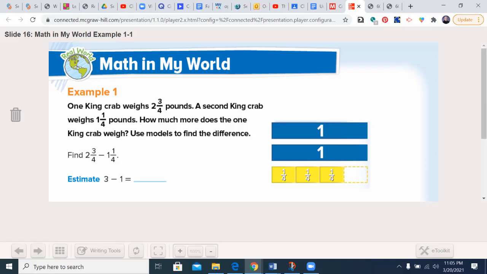One king crab weighs 2 3/4 pounds. A second king crab weighs 1 1/4 pounds. How much more does the one king crab weigh? Use models to find the difference.